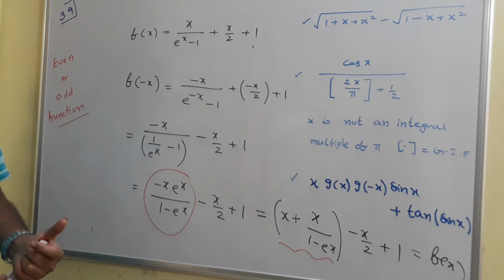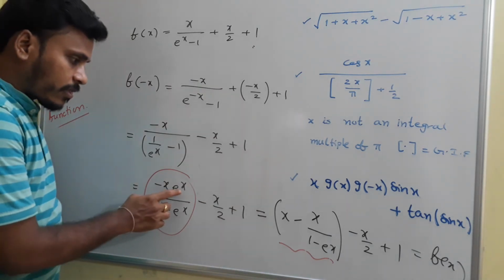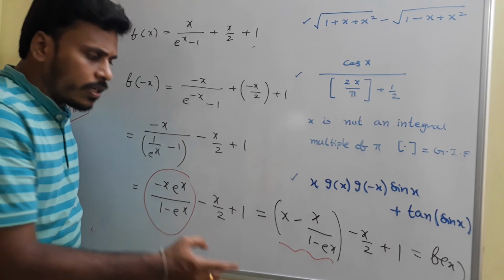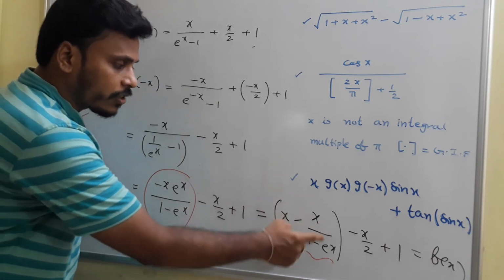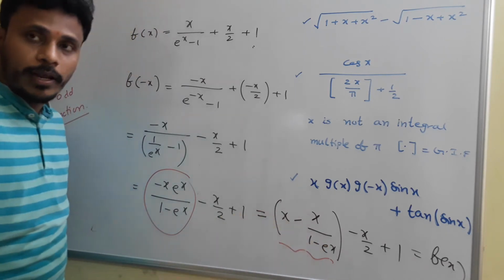Okay, x and x, is there any mistake? Just have a look. And this particular term, minus x e power x by 1 minus e power x, can be written like this for you. If you need, just do a simplification. Take LCM: x minus x e power x minus x by 1 minus e power x.